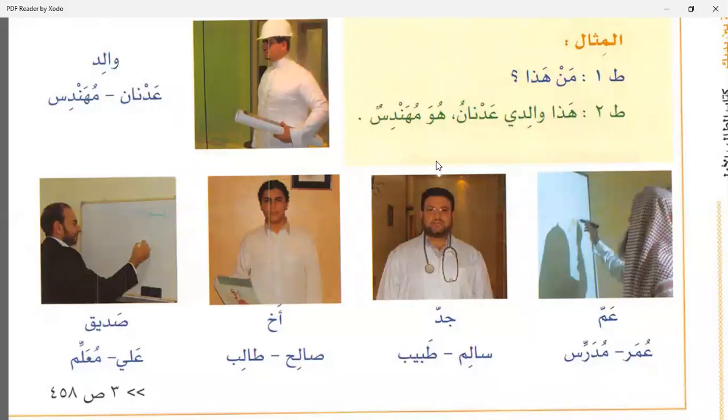Man hada? Hada jaddi Uthman huwa tabib. Good. Man hada? Hada akhi. هذا أخي عمر هو طالب. من هذا؟ هذا صديقي محمد هو معلم.